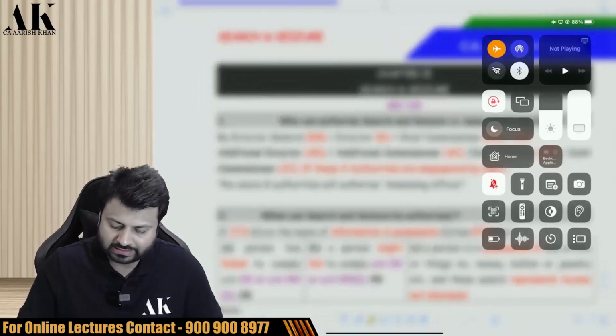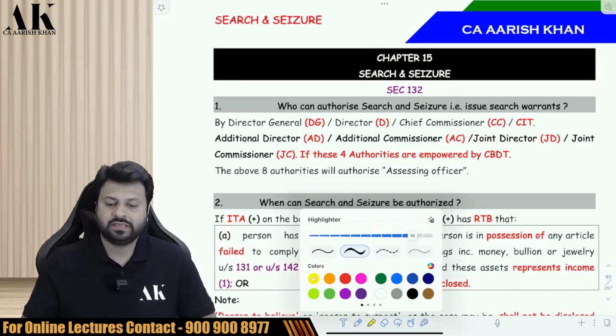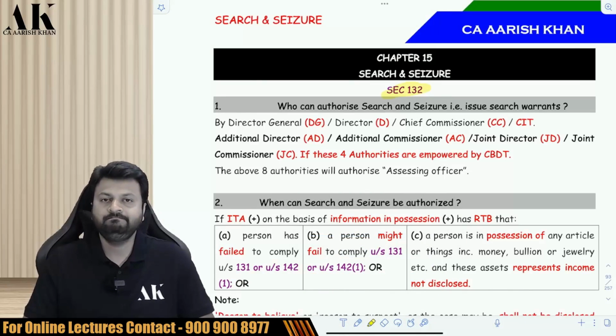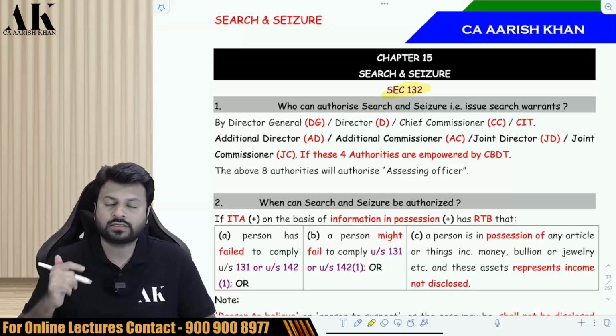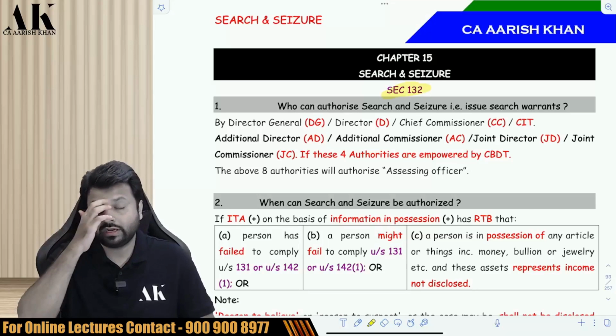So let's go ahead with the next power, which is one of the biggest powers under the income tax law, and that is the power of search and seizure. Now, where is the power of search and seizure given? It is given in section 132. Now, the first thing which we need to understand over here is, who has the power to issue search warrants? Because to exercise the power of search and seizure, one has to issue a search warrant. So, who has the power to issue a search warrant? Who can authorize search and seizure?